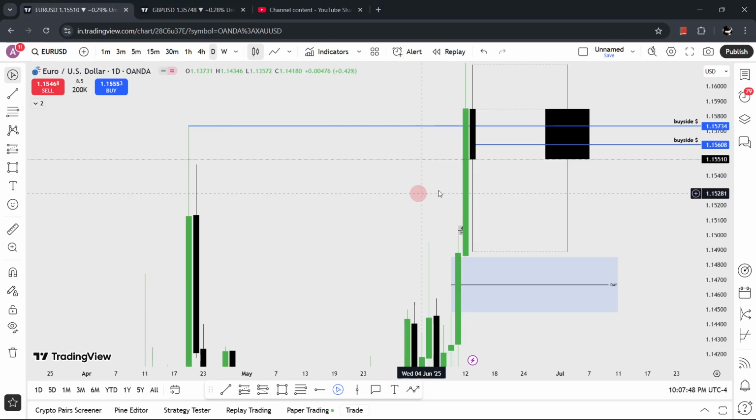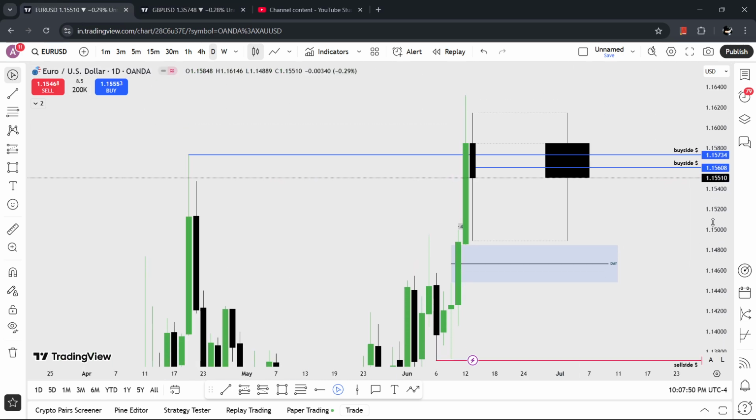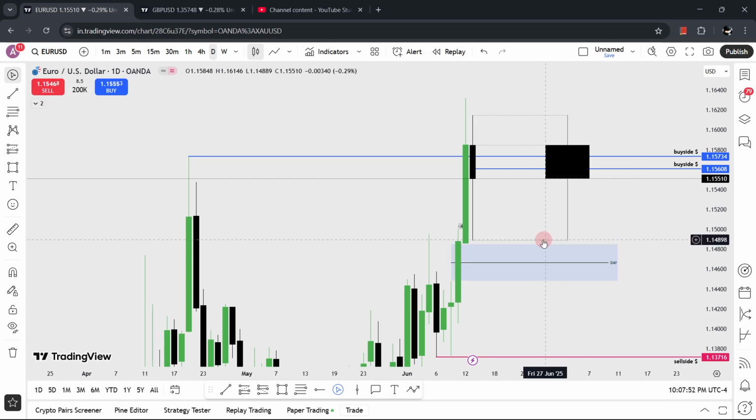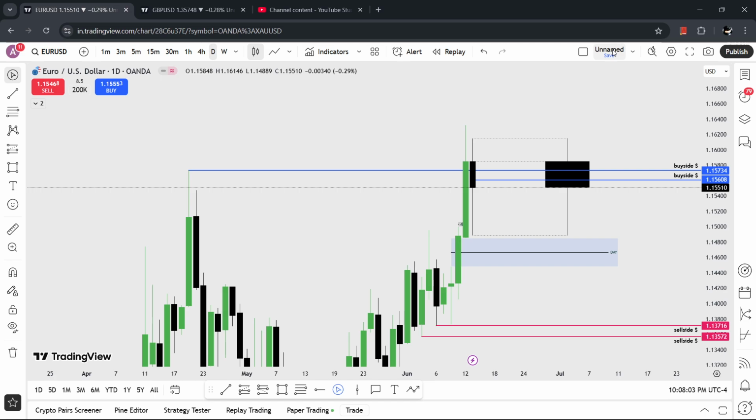On this day we will be discussing 12th June 2025, Thursday. That is this particular candle here. What you're seeing here is a daily candle of EURUSD and GBPUSD. So let's get into the video.